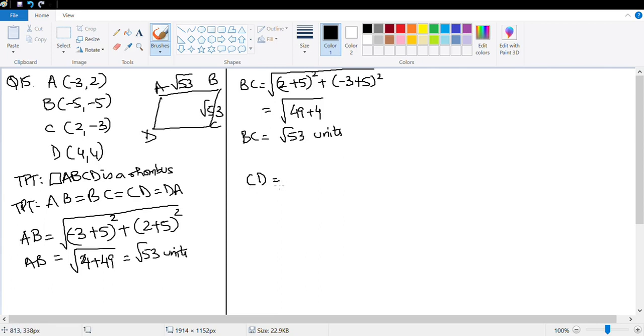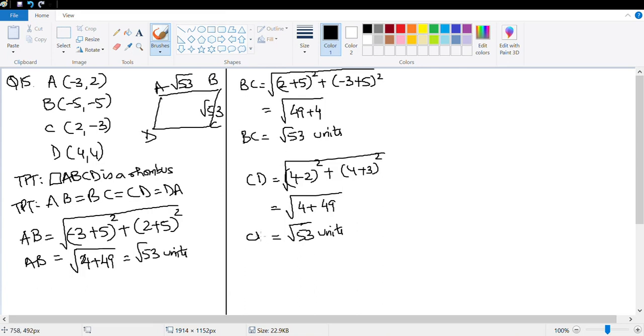So CD, let's compare CD. So it will be 4 minus 2 whole square plus 4 minus of negative 3, that's plus 3 whole square. The square root, 4 minus 2 whole square, that's 2 square is 4, that's 7 square, that's 49. So this answer is also square root of 53 units. So CD also we figured out is root 53.